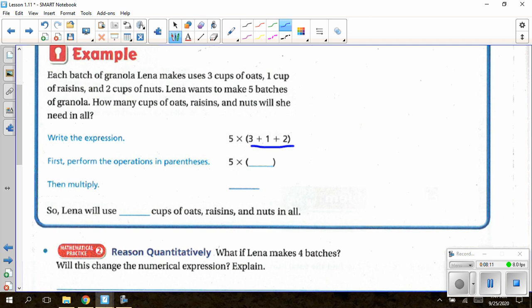And then outside of the parentheses, we are going to be multiplying one batch times 5 to get the answer of 5 batches. So we know that 3 plus 1 is 4, and 4 plus 2 is 6. After we solve that, we now have 5 times 6, and that would tell us that we would need 30 cups of oats, raisins, and nuts in all.